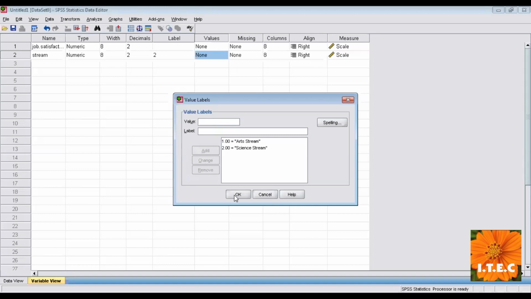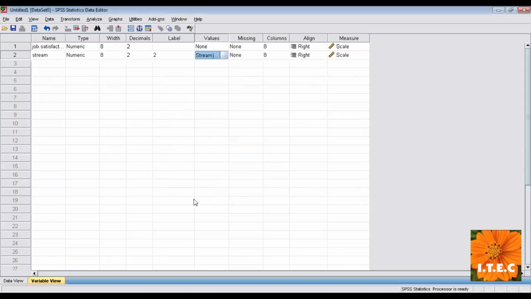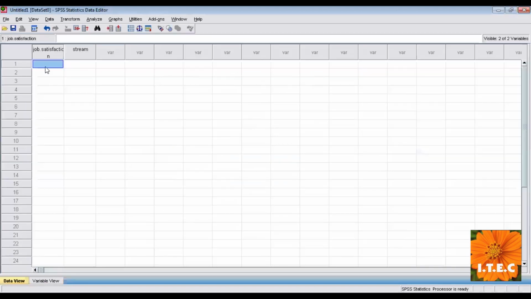So these are the two streams. I say okay. And now I go to my data view. Here, if you want, you can enter the data of the job satisfaction first, and then the stream, or you can enter the stream and the job satisfaction, the way you want. Suppose my job satisfaction minimum is 5 score and maximum is say 40. So from 5 to 40. So let us enter the data.